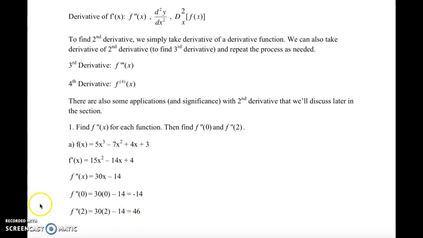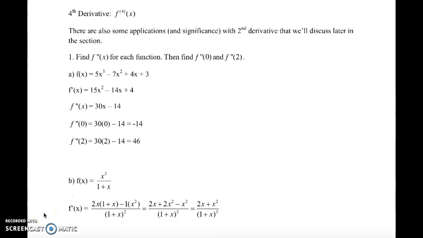Let's look at another example here. So here we have f of x is equal to x squared divided by 1 plus x. And in this case, we're going to have to use our quotient rule to take our first derivative. So when we use our quotient rule, we have the derivative of f of x times g of x minus the derivative of g of x times f of x, over g of x squared. We simplify it, and we end up with 2x plus x squared divided by 1 plus x quantity squared here.